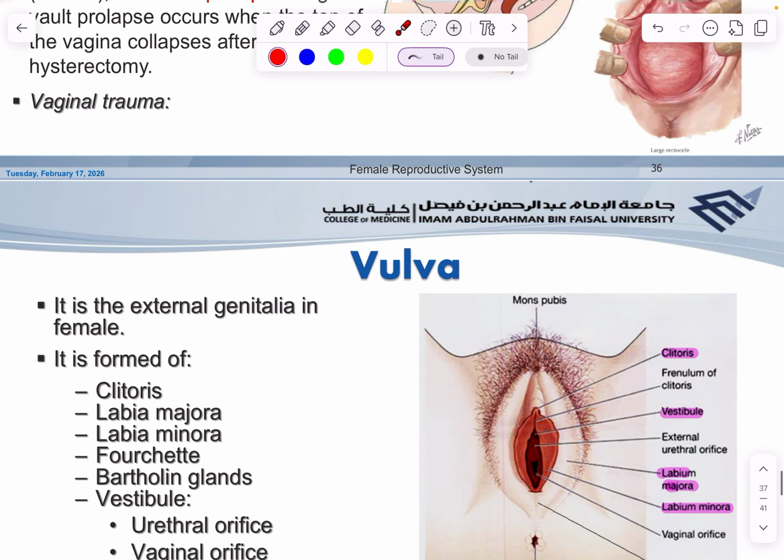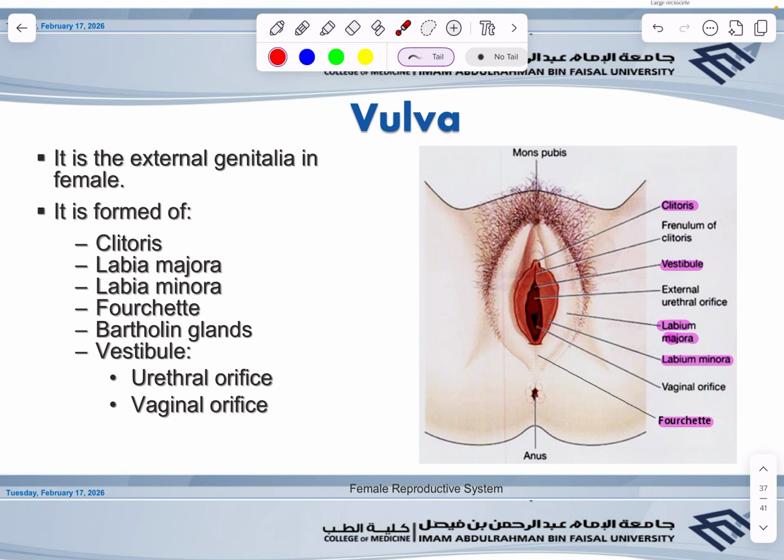We also have vaginal trauma. Okay, let's go to the external genitalia, which we said we're going to refer to collectively as the vulva. It's formed of the clitoris, which is here. The labia majora are these 2 parts. The labia minora are these 2 parts. The fourchette is a mucosal fold at the bottom, roughly here. Then the Bartholin glands are going to be at the lower third of the vaginal cavity. Then we have the vestibule, with the urethral orifice, and we also have the vaginal orifice, so we have 2 openings.